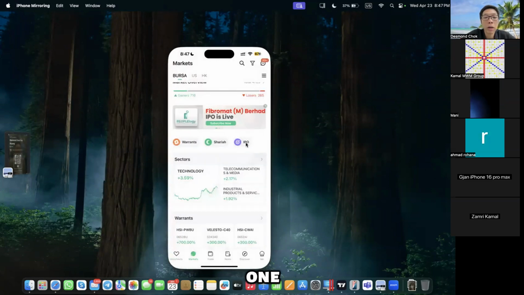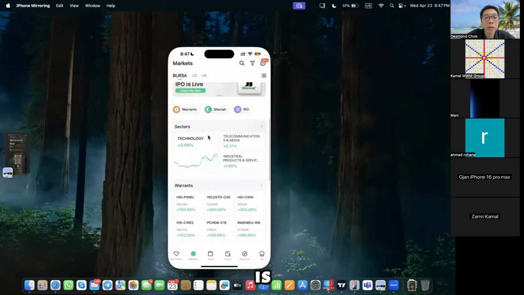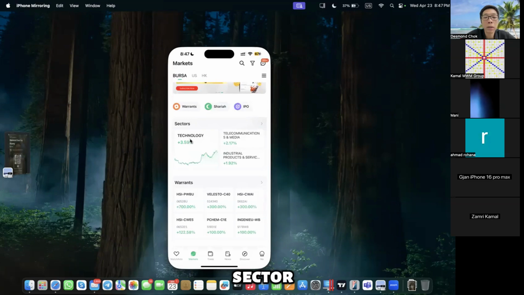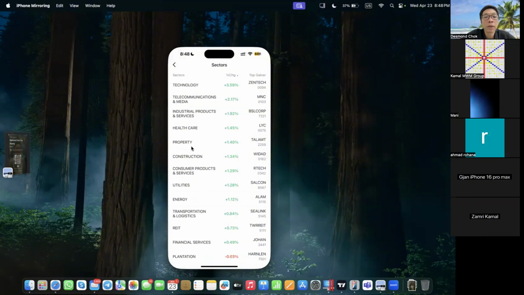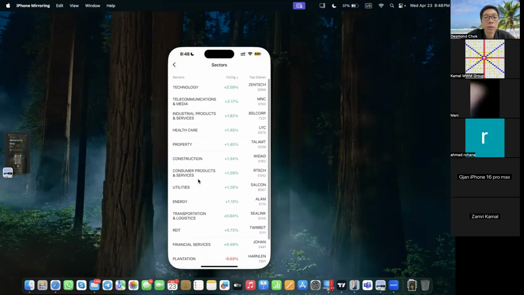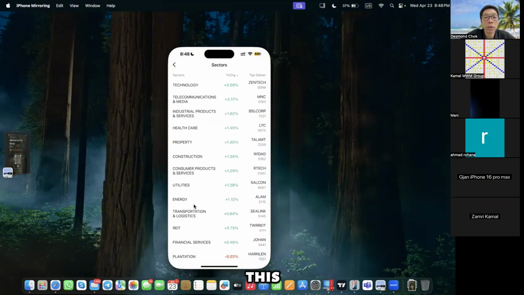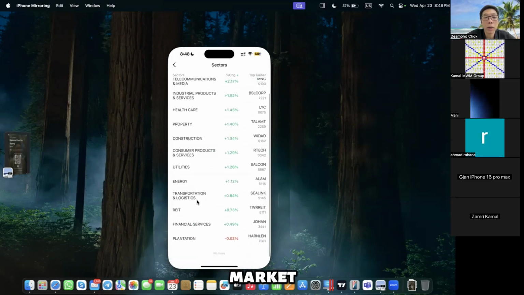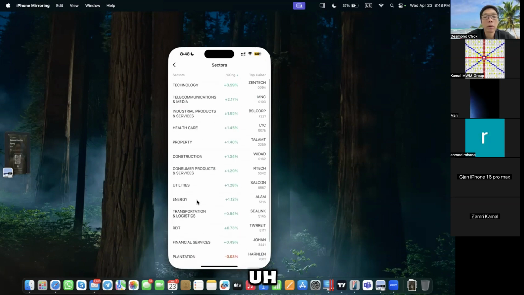And then this one, IPO, I leave it to another section later. I'll explain. Then this one is sector. So for sector, you can see technology, all this. If you click here, then you can see all the sectors here. So Bursa Malaysia only has all these kinds of sectors. For today's market, I think not bad. Maybe technology and communication are the top two for today. So top gainer is MTech.